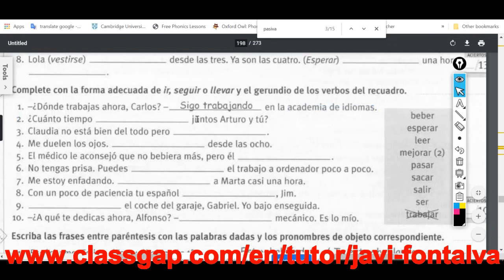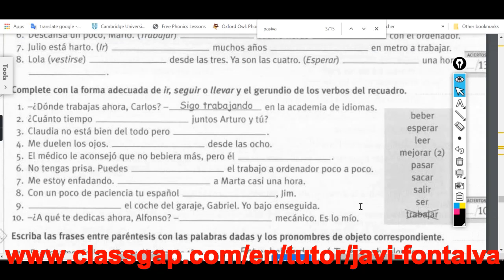¿Cuánto tiempo llevan saliendo juntos Arturo y tú? Okay, I'm gonna give you a clue. Salir is gonna be the verb. So, ¿cuánto tiempo is how long, isn't it? So when you ask how long, you talk about a period of time, right? So that will be llevar. Llevar saliendo juntos. How long have you been going out together? And we talk about Arturo y tú, so two people.